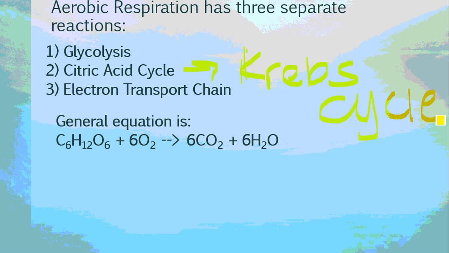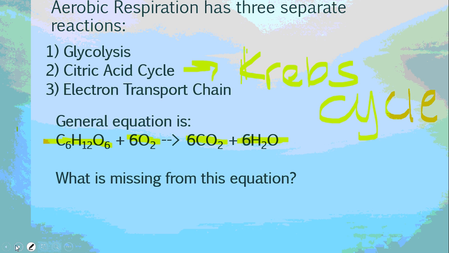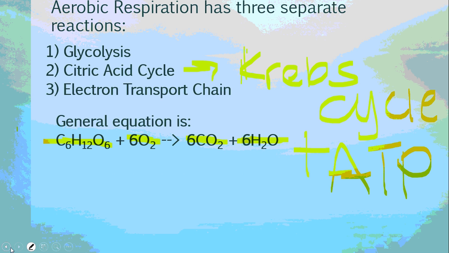Here's the equation for general cellular respiration. We start with glucose, C6H12O6, and it requires oxygen. Those 2 go through processes that release carbon dioxide, and water is also a byproduct here. What's missing from this equation? Energy. Since we had energy going in, we need to have energy coming out as well.